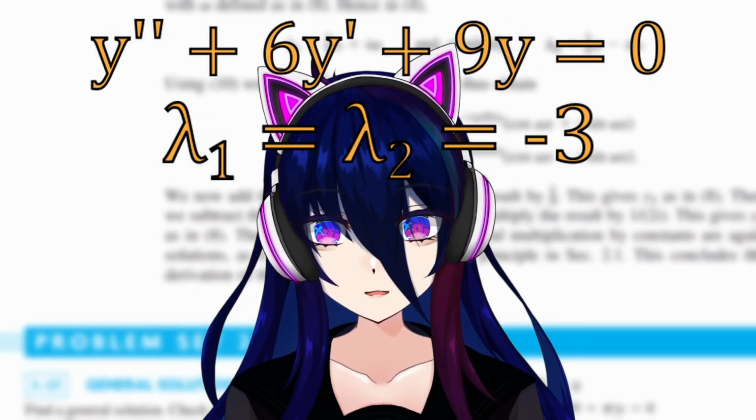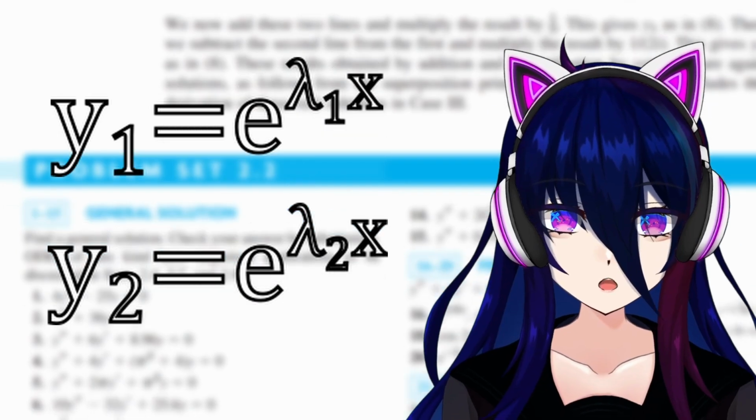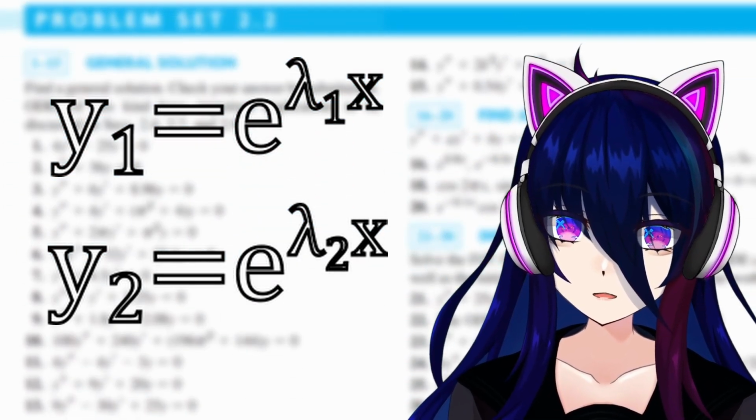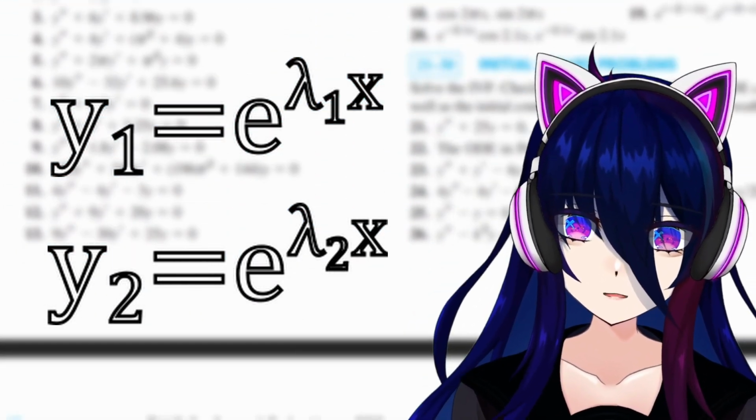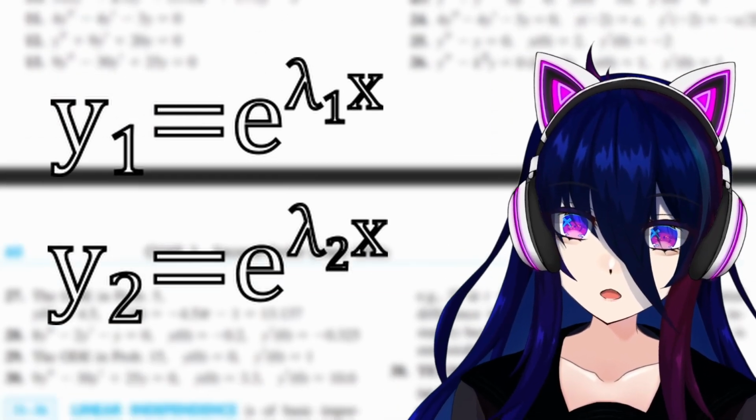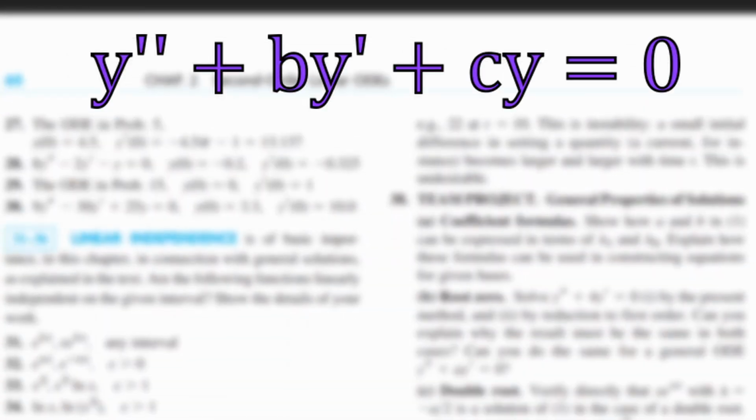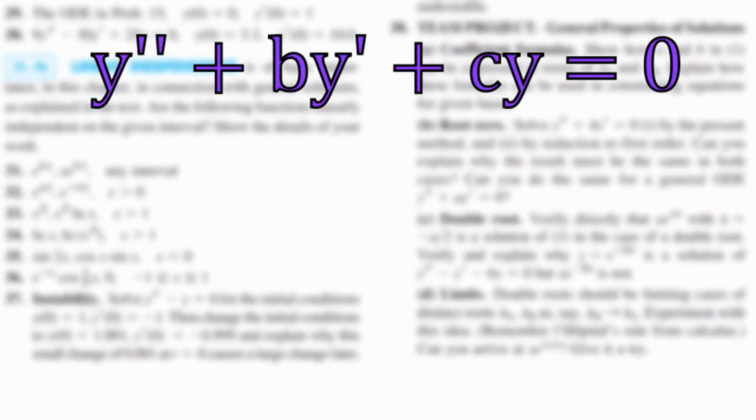But because they're the same, we cannot. Our solutions of y1 and y2 must be linearly independent. In order to account for this, we would need to solve for another general solution that I'll leave to you. But here's the setup. Consider y double prime plus by prime plus cy equals 0.